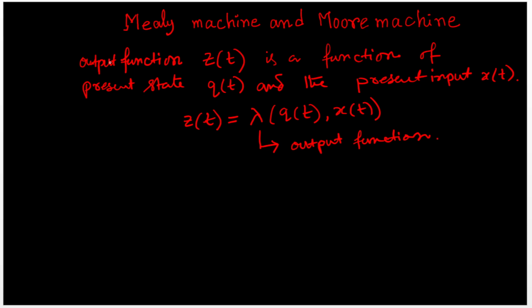So the value of the output function z of t is given by lambda, the output function. And this generalized model is basically known as the Mealy machine.